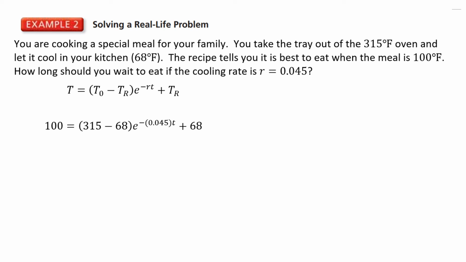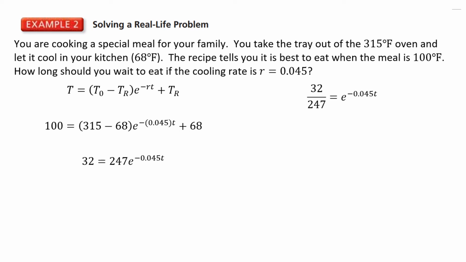A couple things we can do to simplify this. We can subtract what is 100 minus 68 and also what is 315 minus 68. So we get 32 and 247. And remember, when we're trying to solve exponential equations, we want to be able to isolate the exponentials, so let's divide 32 by 247, and we solve exponentials by switching over to logs.